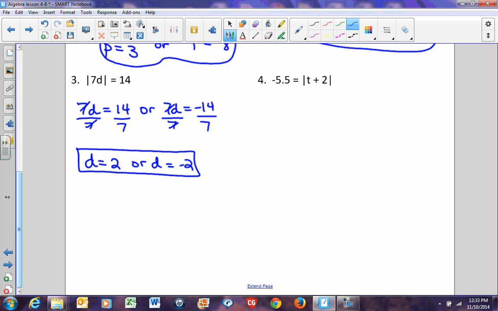This last equation, negative 5.5 equals the absolute value of t plus 2. We simply can look at this and realize right away that no matter what, if I take the absolute value of something, it cannot equal a negative number. Since I can't have a negative number, the answer to this is no solution. We don't need to solve it, because when we put something in and take the absolute value of it, it cannot come out negative. Therefore, it can't work, so it's no solution.